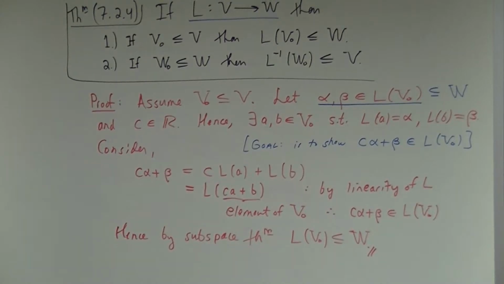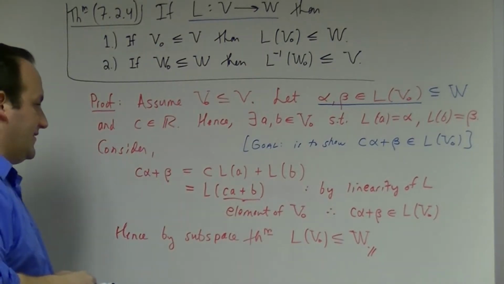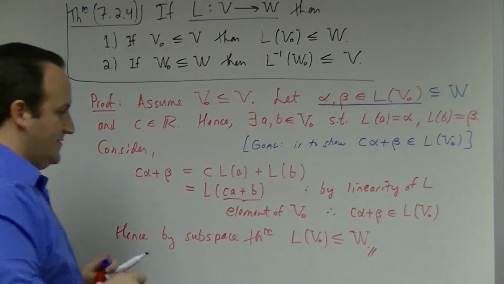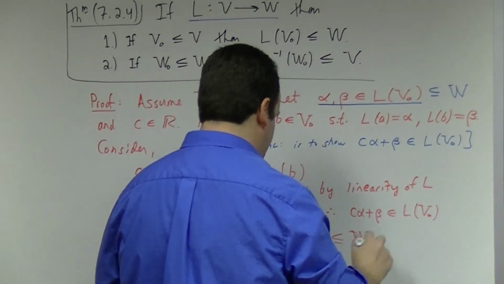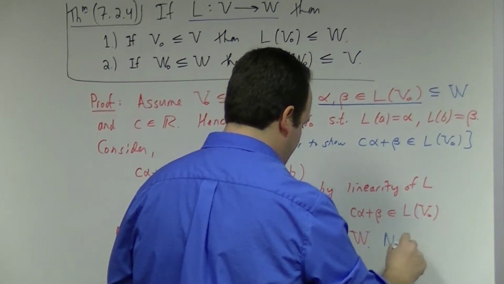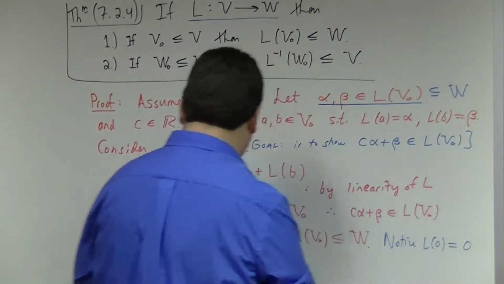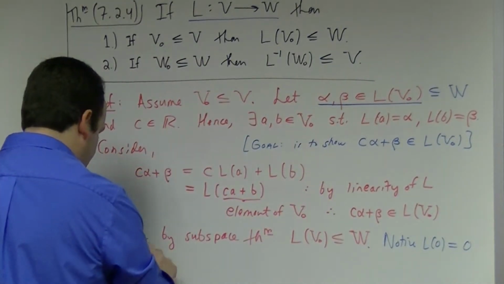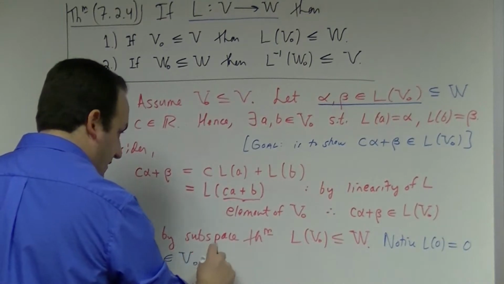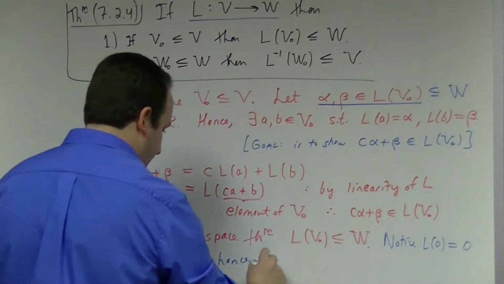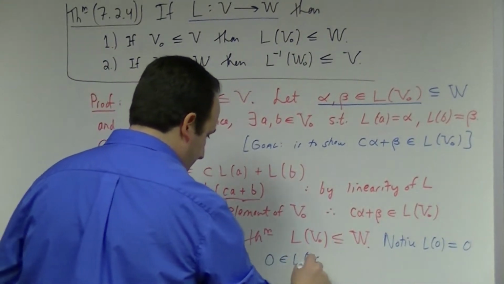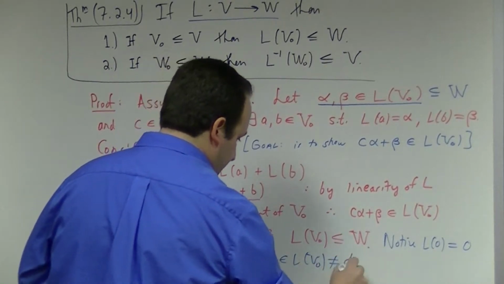We need to show L of V naught is non-empty? Oh, good point. You're right. I should take a point off this. No, you take 2 points. I wanted to help you make sure you didn't get that 1 point off. Notice L of 0 is equal to 0, and 0 is an element of V naught. Hence, 0 is an element of L of V naught, which is not equal to the empty set.